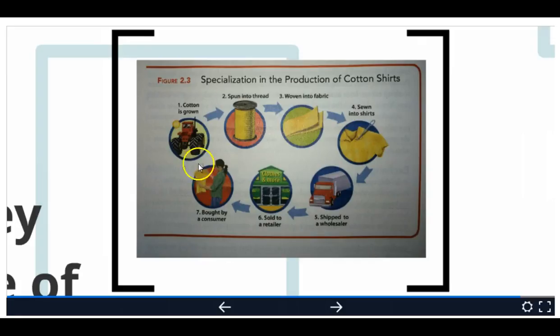If you look at this example right here, this is specialization in production of cotton shirts. You alone could not grow the cotton, spin it into thread, weave it into fabric, sew it into a shirt, and then end up wearing it. To make a cotton shirt, it has to go through a lot of different hands, most likely all over the world. And specialization makes that shirt as inexpensive as you bought it for. If you had to make it yourself, you would probably make one shirt in a very long period of time, and it wouldn't be very awesome. So this illustration shows the many specialists who were involved in producing your shirt.